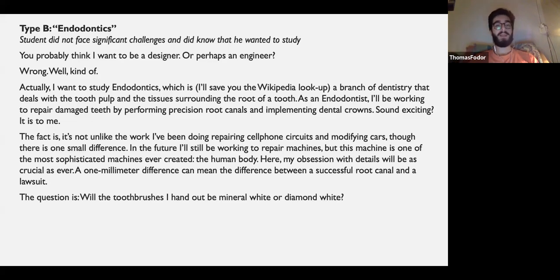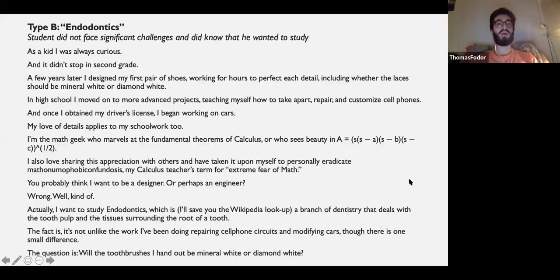So let's keep that essay in mind as we look at the next part of this. Now, the observation that I want to point you to is that if you take out the first sentence of every paragraph in this essay and you simply read each sentence in the order in which it is written, the essay makes sense. As a kid, I was always curious, and it didn't stop in second grade.